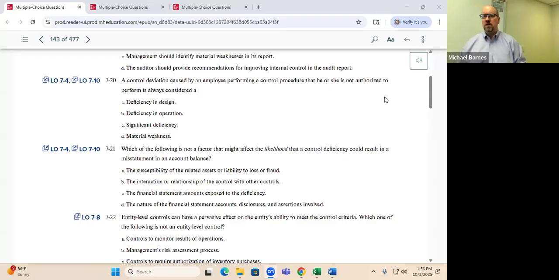Let's make sure we're clear on those. Deficiency in design is basically saying the control is not present or it's not correctly developed, not correctly implemented. Deficiency in operation says the control is there, it should function properly, but for some reason is being ignored or bypassed. It is not working even though it's been designed properly. So which of these is being described here in this particular question? Design or operation? Operation, yes. So B is our answer.